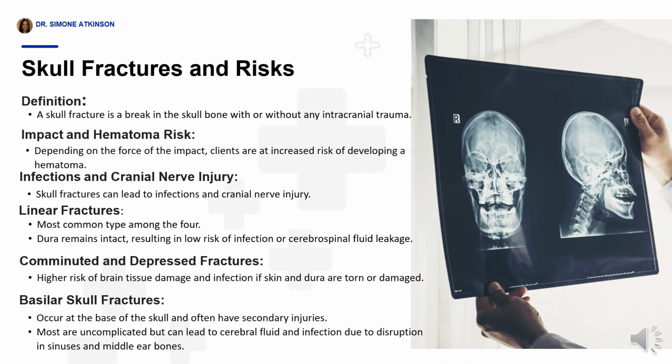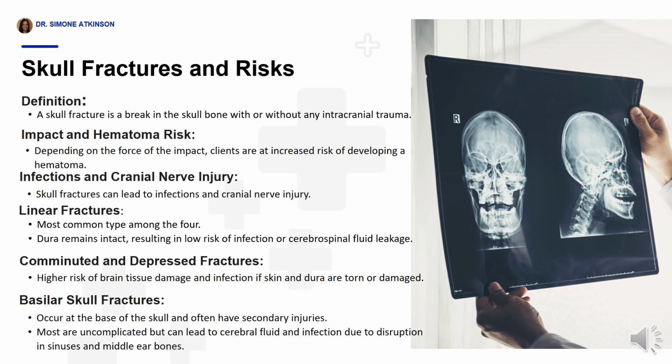So a skull fracture is a break in the skull bone with or without any type of intracranial trauma. Now, depending on the force of the impact, a client can be at increased risk of developing a hematoma. Additionally, when the skull fractures, it can lead to infections as well as cranial nerve injury. But the most common type of the four fractures is a linear fracture.